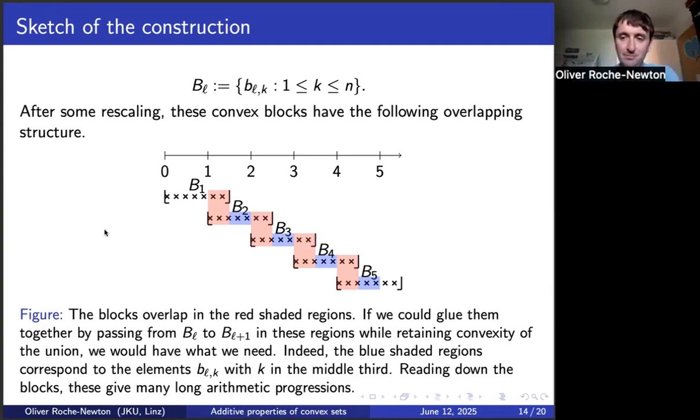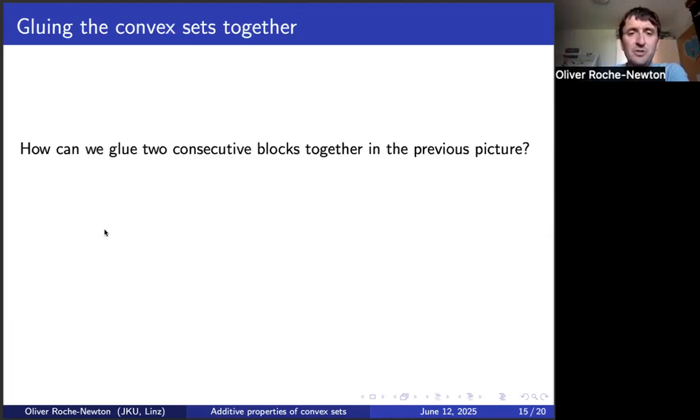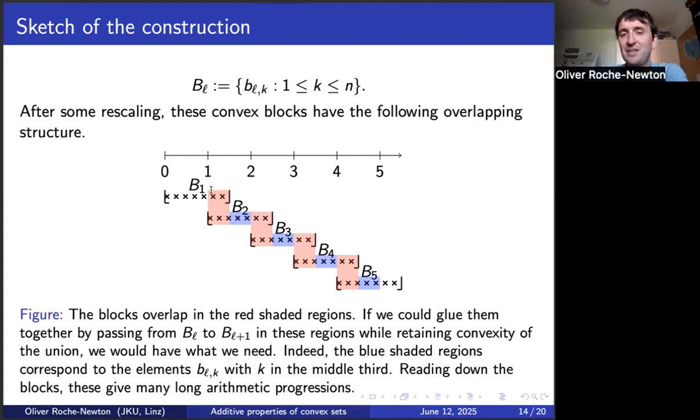Of course, you have to do this with real numbers, and there's some careful parameterization that needs to be done, some careful optimization that needs to be done. But that's pretty much the idea. There's one more step in this idea, which is how can we pass? Like, how can we really get from this block to this block and keep the convex structure?